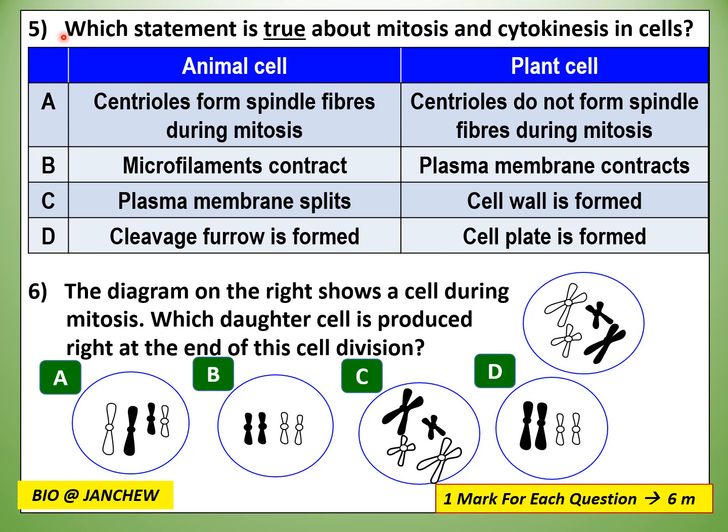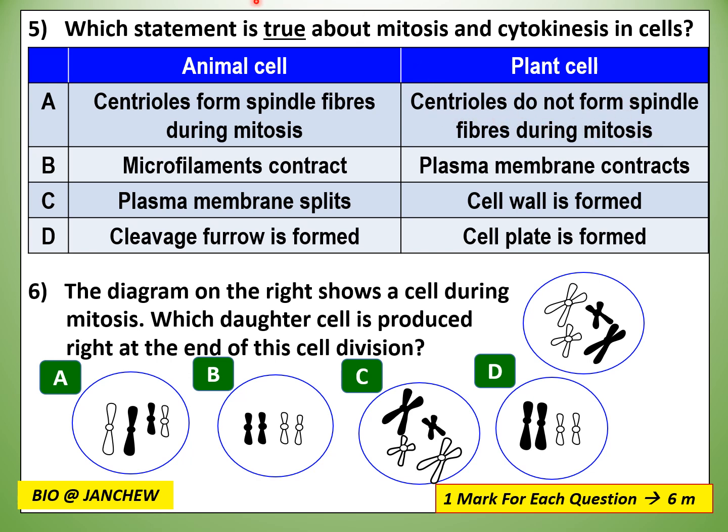Okay, let's look at the statements. Which statement is true about mitosis and cytokinesis in cells? In the animal cell, centrioles form spindle fibers during mitosis. Correct. Animal cells have centrioles and they form spindle fibers during mitosis. Plant cell, centrioles do not form spindle fibers during mitosis. Plant cells don't have centrioles, so this statement is wrong.